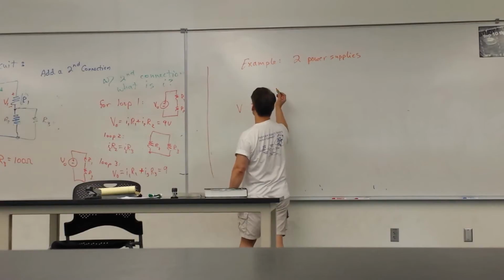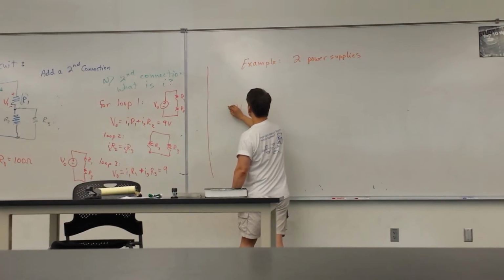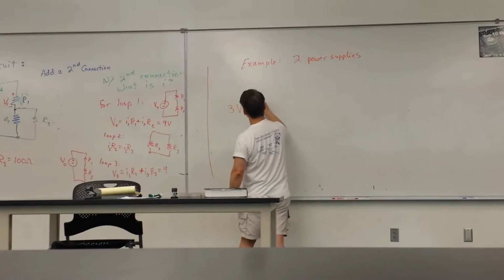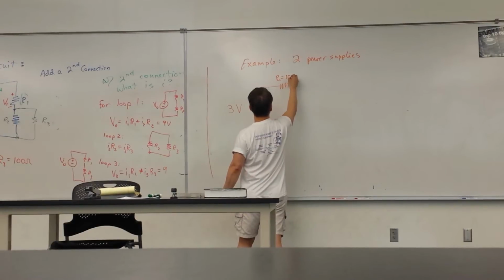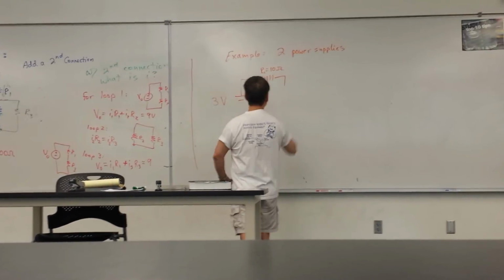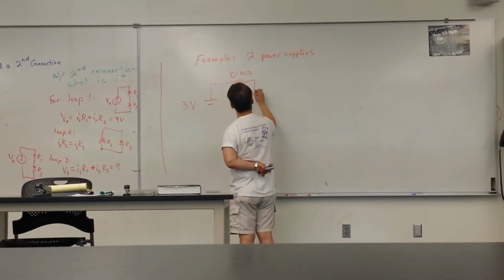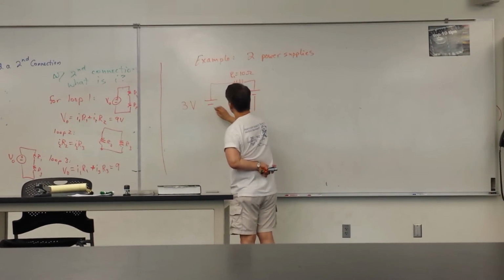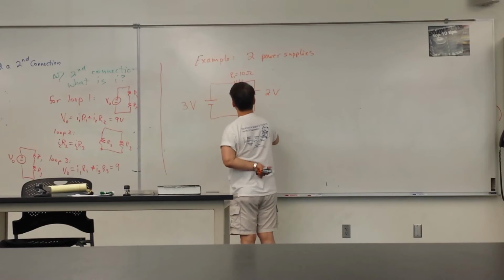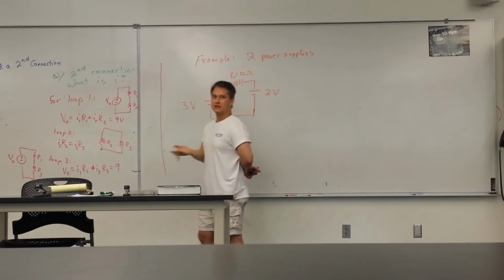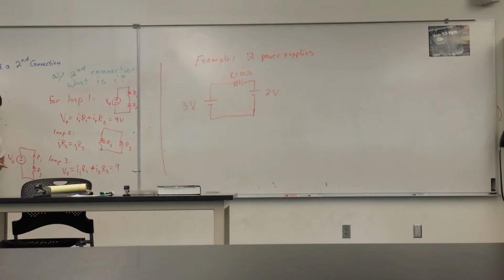And maybe the circuit now looks something like, call this 3 volts. And I'm going to attach it to some resistor R1, and let's make it 10 ohms. And then I'm going to attach that to a second power supply that is, say, 2 volts. Just keep it simple first. And I'll ask the question, well, how much current flows through R1?